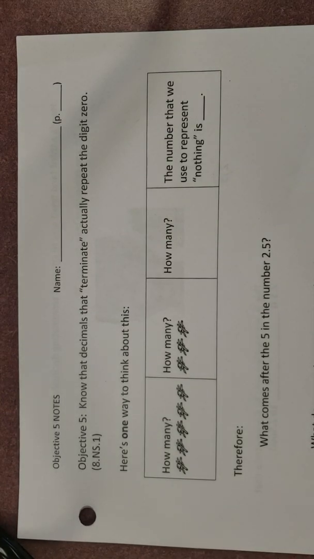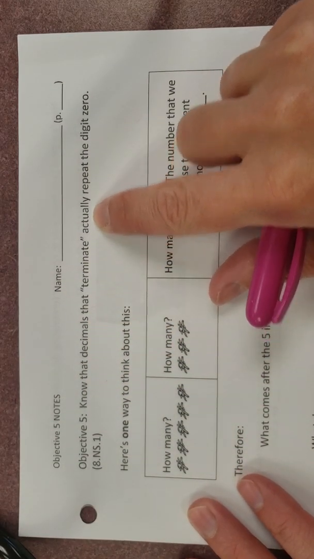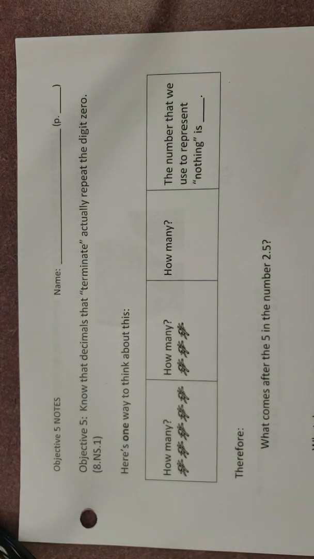Hi kids, here comes objective 5. This is kind of a fun lesson, but for other students, sometimes it makes them crazy because it feels like they're overthinking something really simple. For this objective, knowing that decimals that terminate actually repeat the digit 0, we're going to think really hard about the number 0 and how that relates to terminating decimals, which actually don't exist.